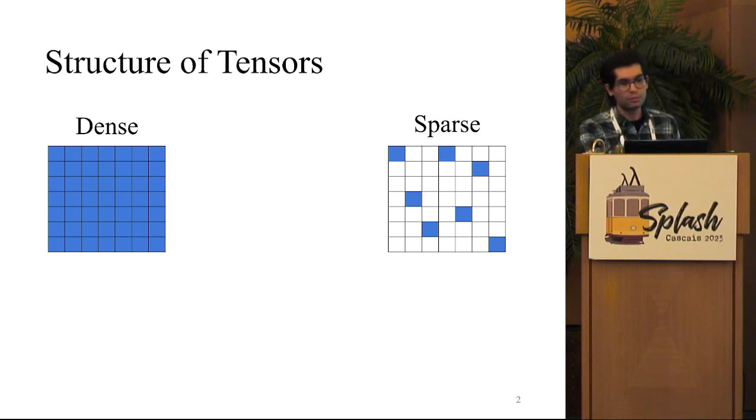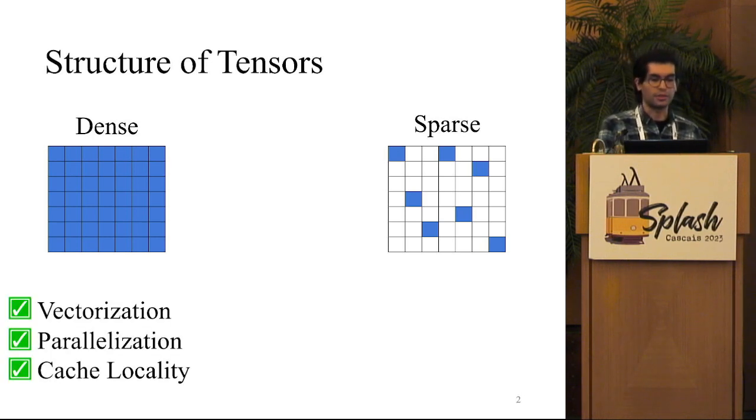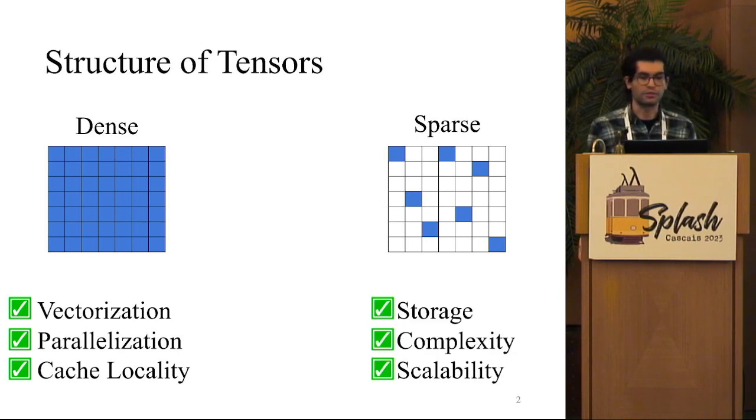When we move towards the dense side of the spectrum, we get more specialization opportunities, like better vectorization, parallelization, and cache locality. And when we move towards the sparse end of the spectrum, we have more flexibility. We get a lot of benefits, like better storage and smarter algorithms that have lower computational complexity, and we can scale them to larger sizes of data and larger tensors.